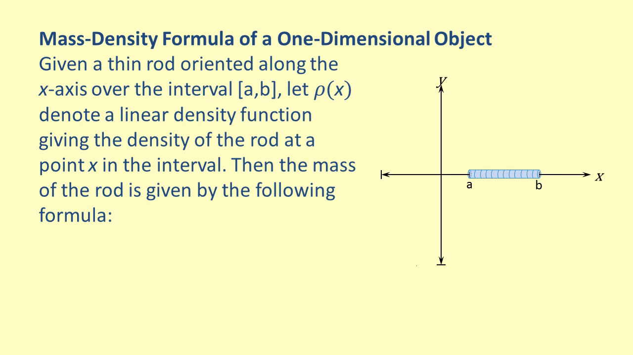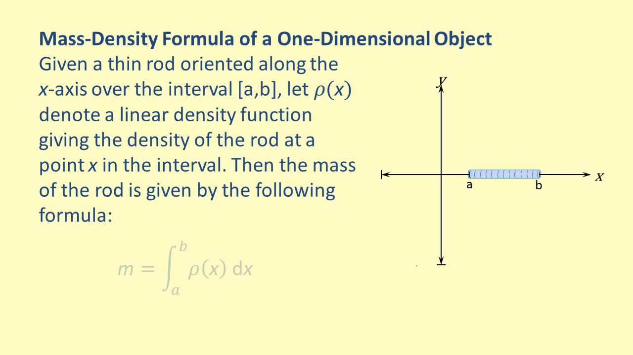one-dimensional object. Now, if the rod has a constant density ρ, then we can easily find the mass by multiplying the density by the difference of a and b. However, if the density is not constant, the problem becomes a little more challenging. When the density varies from point to point, we use the linear density function, ρ of x.